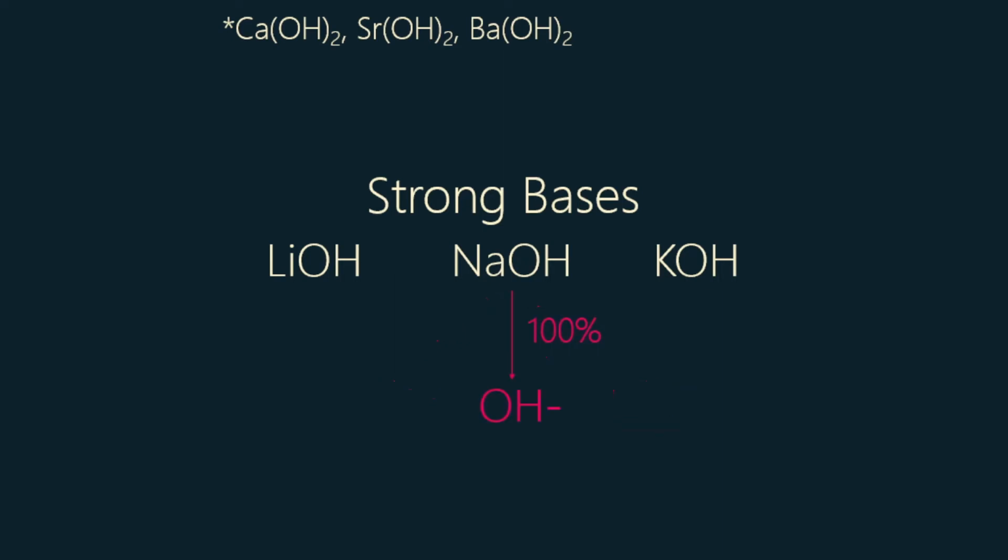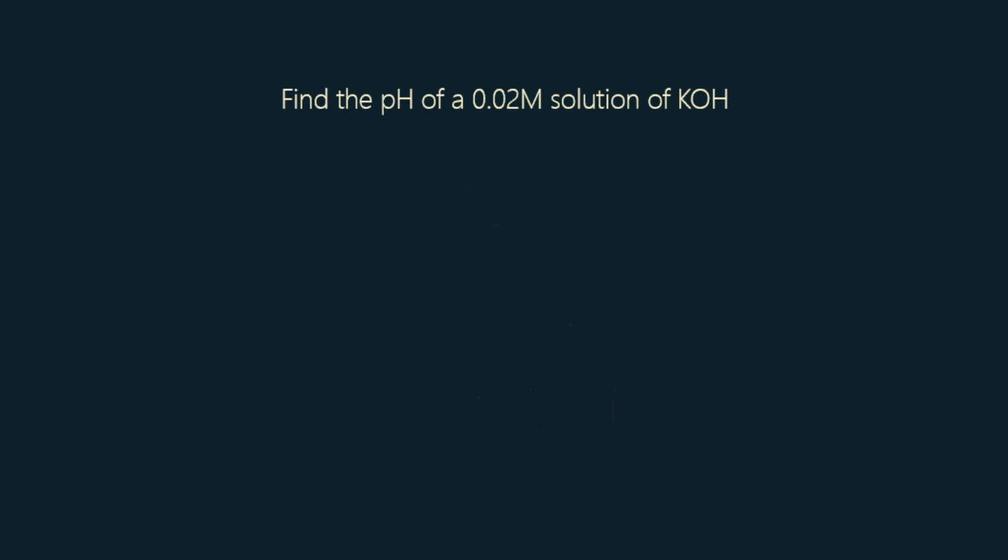So let's just look at that on its own. We know from last video that OH- can easily get us the pOH by taking the negative log of it. So if we had 0.1 molar NaOH, that's how much OH- we have. So we take the negative log of it, and that gets us our pOH. Now, find the pH of a 0.02 molar solution of KOH.